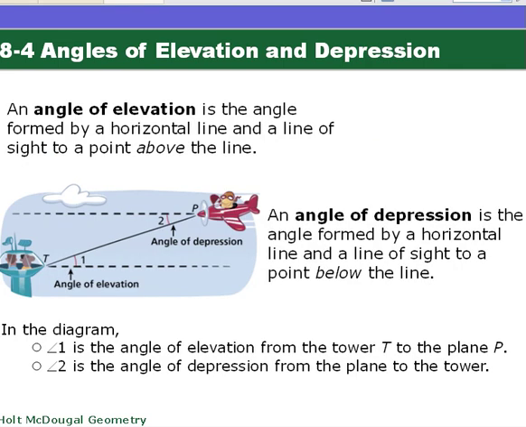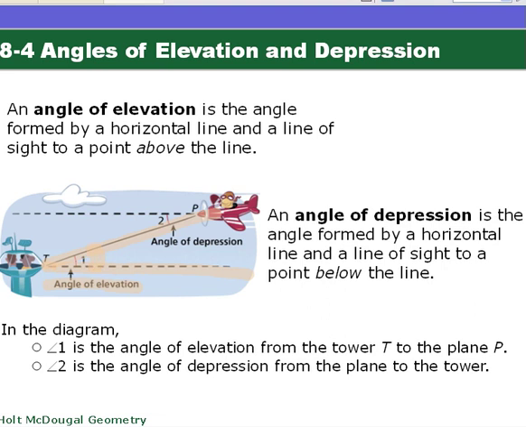An angle of elevation is the angle formed by a horizontal line and a line of sight to a point above. If you think about your eyes being this horizontal line and you're looking up to something, you can see that there's an angle here. So angles of elevation are about looking up. And as it says here, this is an angle of elevation, 1.